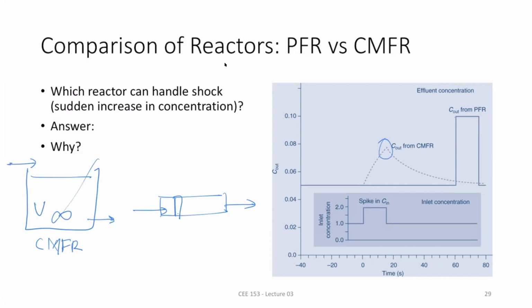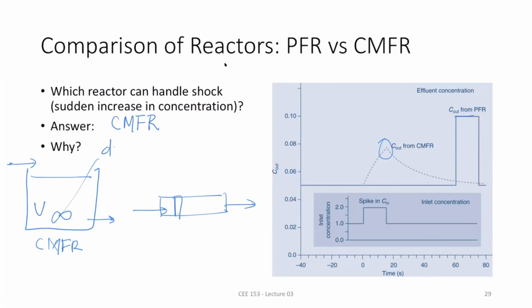Whereas for the PFR, this is all still the peak. The concentration decrease is only because of reactions. For the CMFR, initially the concentration will decrease because of the dilution itself, because it's unsteady state, since you suddenly increase the concentrations. So the right answer would be CMFR. It will be easier to handle the shock increase.